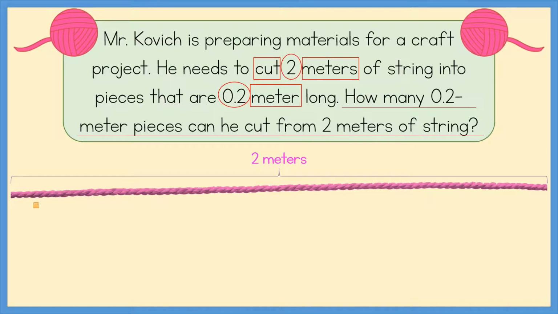Here is that same ruler now measuring out 2/10 of a meter, or 20 centimeters. If Mr. Kovich cuts this amount off, it could be written as 2 minus 2/10. Pause the video to solve this. 2 minus 2/10 equals 1 8/10. And since the goal of this word problem is to find how many pieces he can cut from 2 meters of string, let's keep track. That's 1 cut.